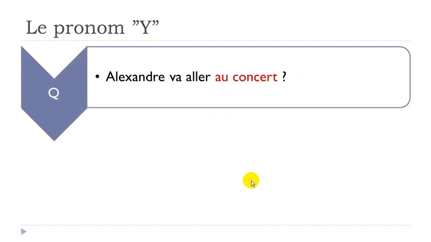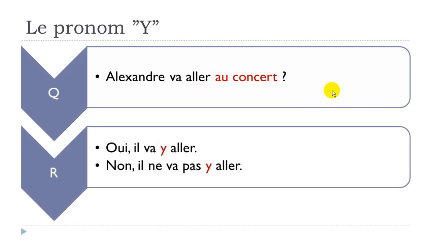Alexandre va aller au concert? So it looks a bit strange. Sorry about that. Is going to go at the concert. I know, I know, but it's just to show you how it works, and I don't want to change the sentence. Okay? So, oui, il va y aller. Okay? So you can see here now that this pronoun Y should be before the second verb. Okay? Il va y aller.